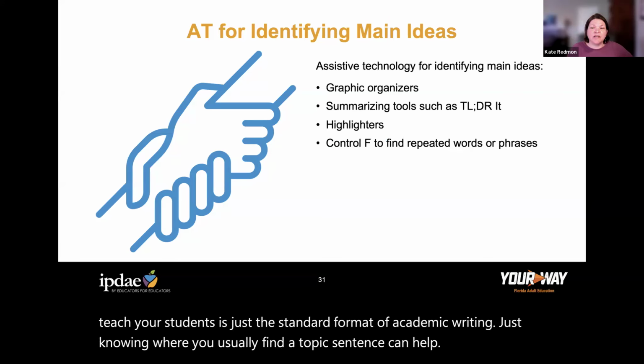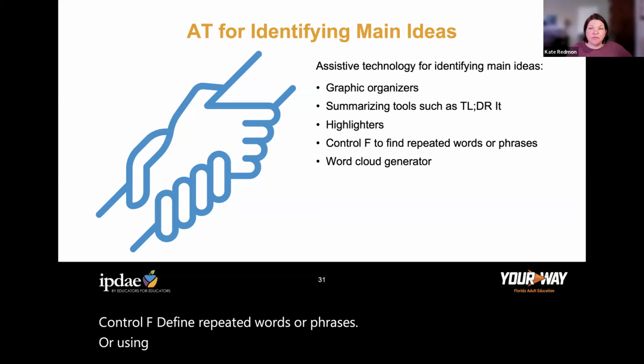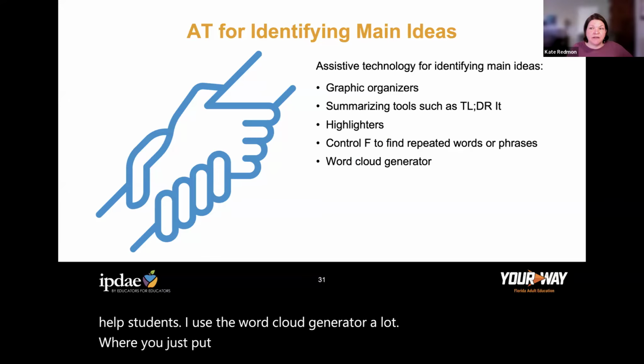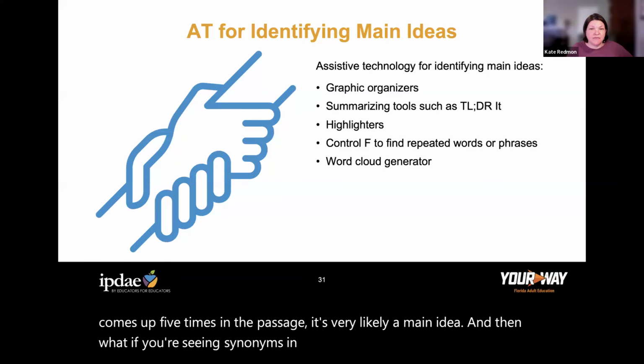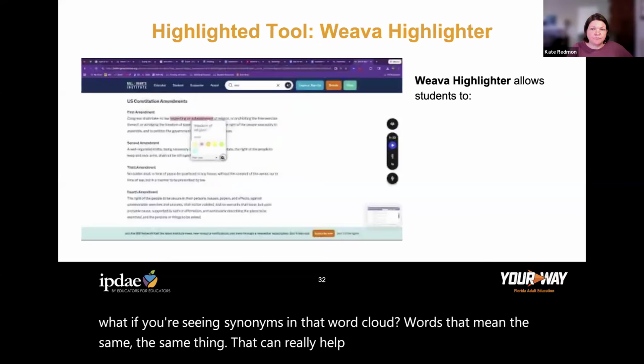Control F to find repeated words or phrases, or using a word cloud generator to find repeated words and phrases, can help students. I use the word cloud generator a lot, where you just put in the text and it brings up repeats. Because if a word comes up 5 times in the passage, it's very likely a main idea. And then what if you're seeing synonyms in that word cloud, words that mean the same thing? That can really help you identify main ideas as well.